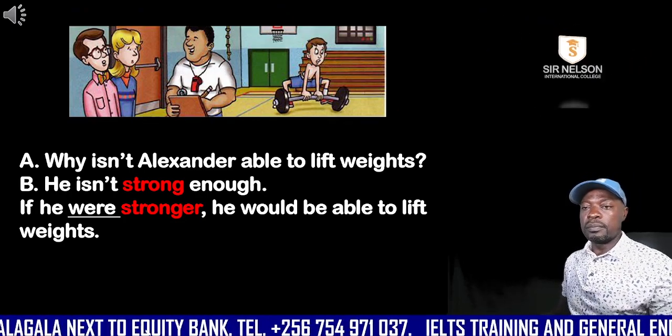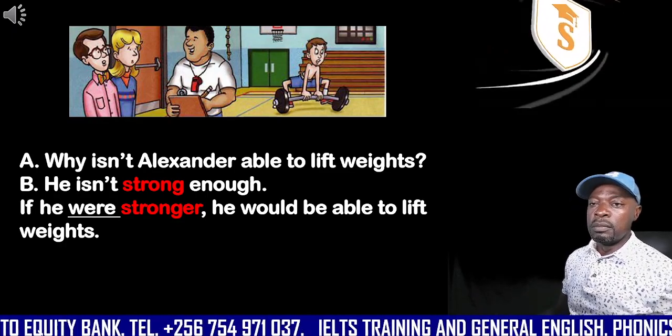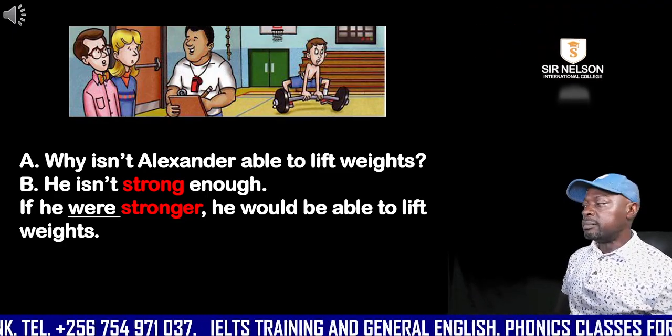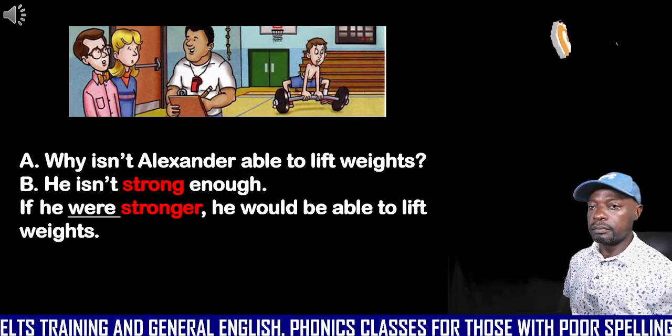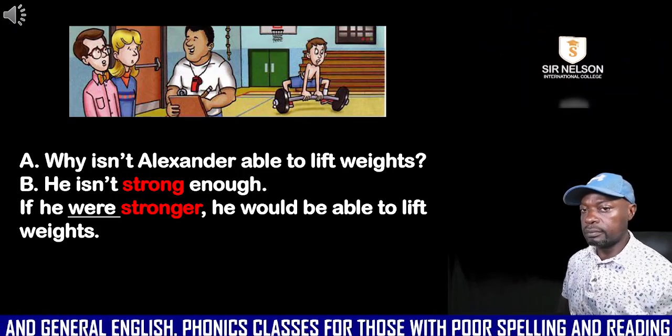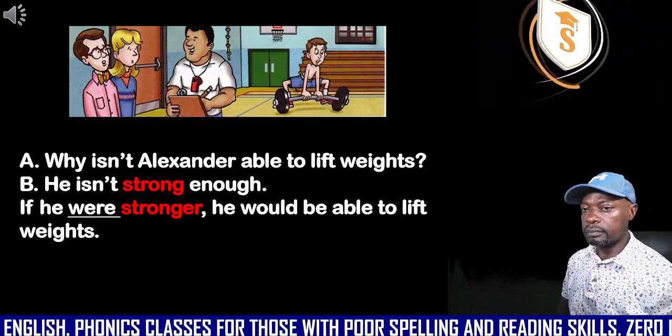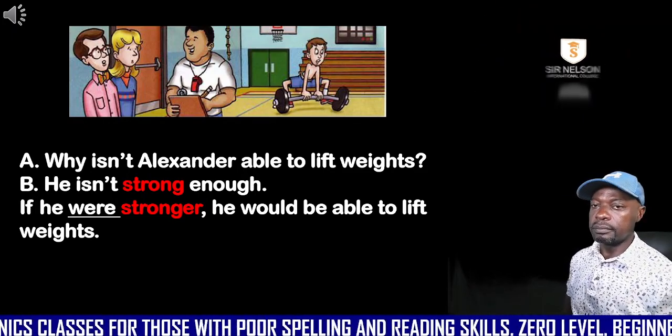Listen to the second model. Why isn't Alexander able to lift weights? He isn't strong enough. If he were stronger, he'd be able to lift weights.